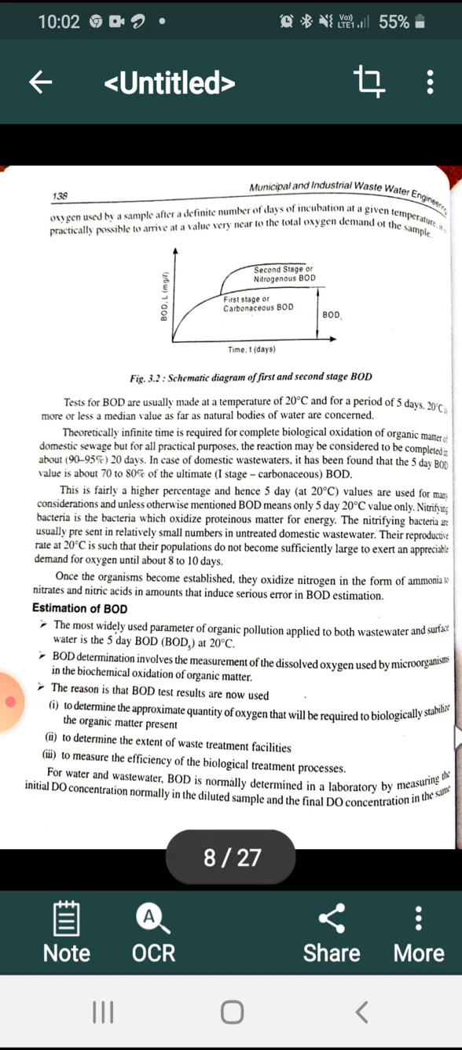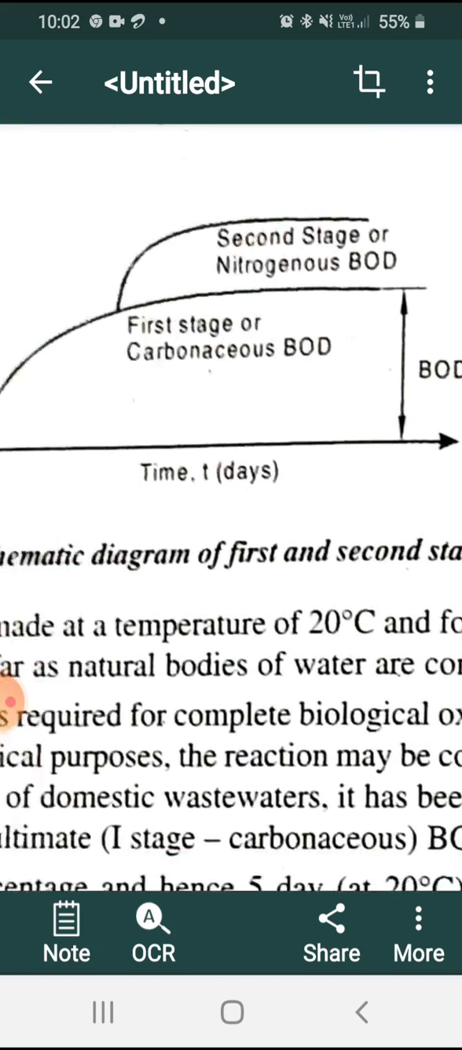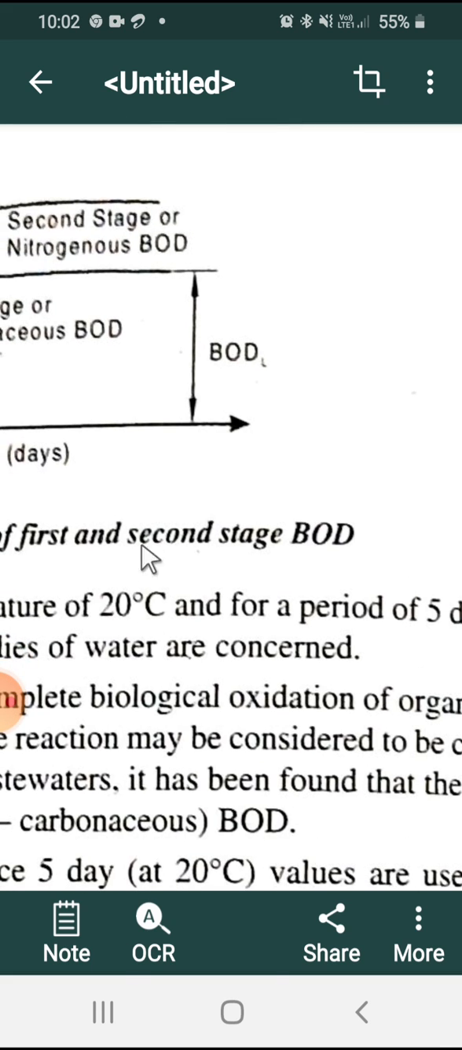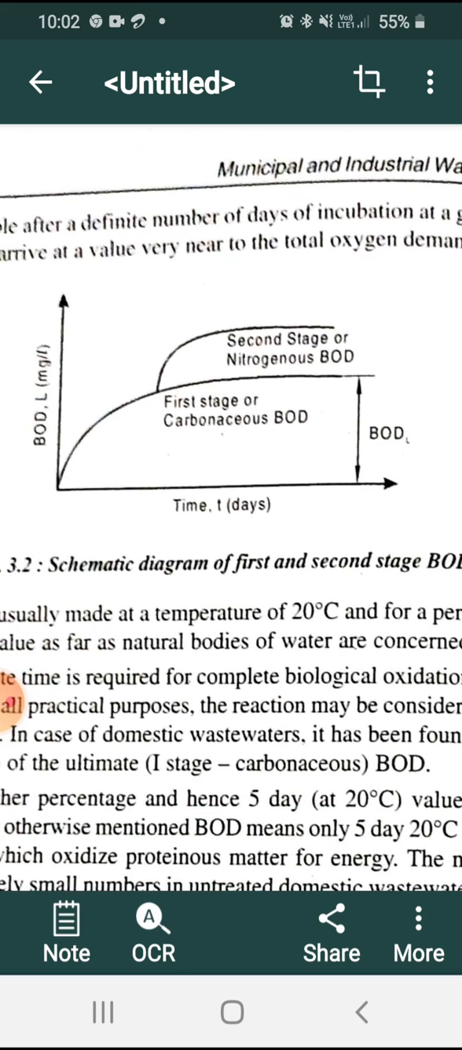Next, what type of reaction is taking place? The schematic diagram of first stage and second stage BOD. Now in this BOD, we are having two curves. One is like this, without bending. Another one is like this. There are two curves here that we are going to get. The first one is this one and this is the second one. Actually both are required, otherwise we cannot identify the oxygen content present in the water.